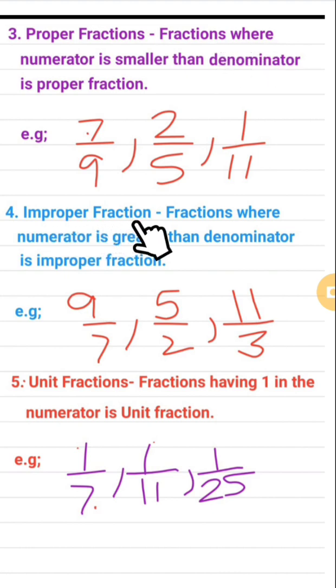Then improper fractions, where numerator is greater than denominator. You can see the example. Here 9, here 7. 9 is greater than 7. This is an improper fraction. 5 upon 2. 5 is greater than 2. This is also an improper fraction. This is also an improper fraction. And always remember that improper fraction is always greater than 1.